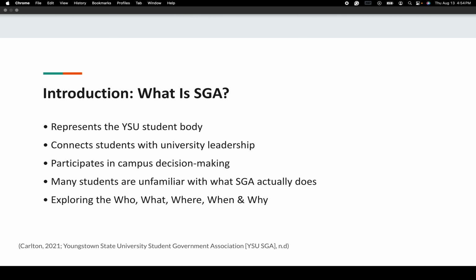According to Genevieve Carlton's 2021 article on student government, many college students don't fully understand what their SGA does, which described me pretty well. According to YSU's SGA website, the organization represents student interests in matters affecting campus life. I'll explore the who, what, where, when, and why of this group.